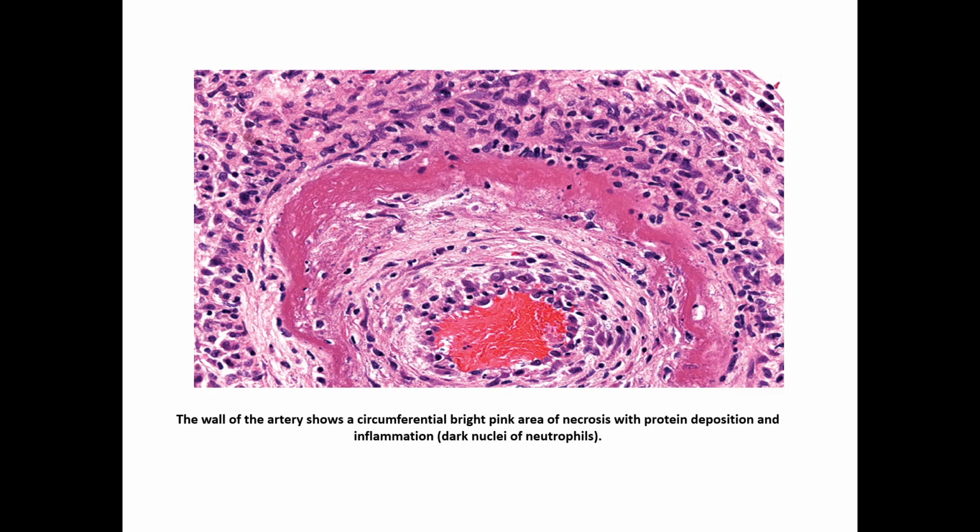Fibrinoid necrosis, this is another type. It is typically seen in immune reactions involving the blood vessels. There will be deposit of immune complex together with fibrin. This results in a homogeneous bright pinkish appearance.